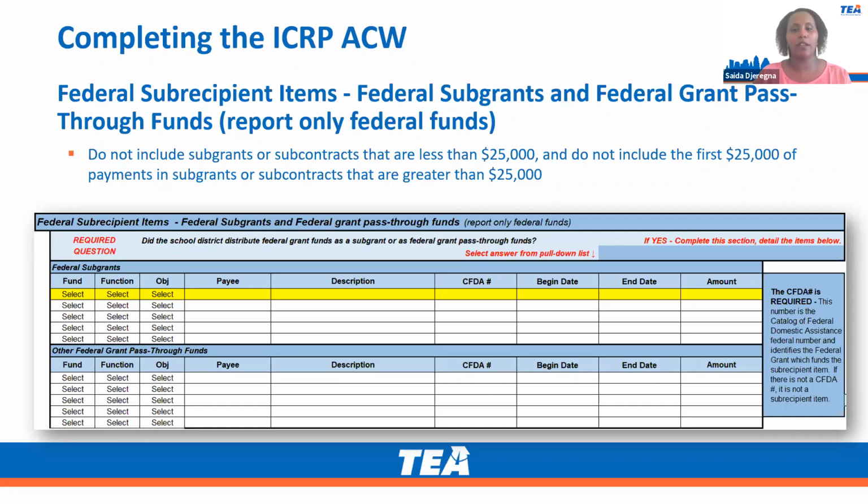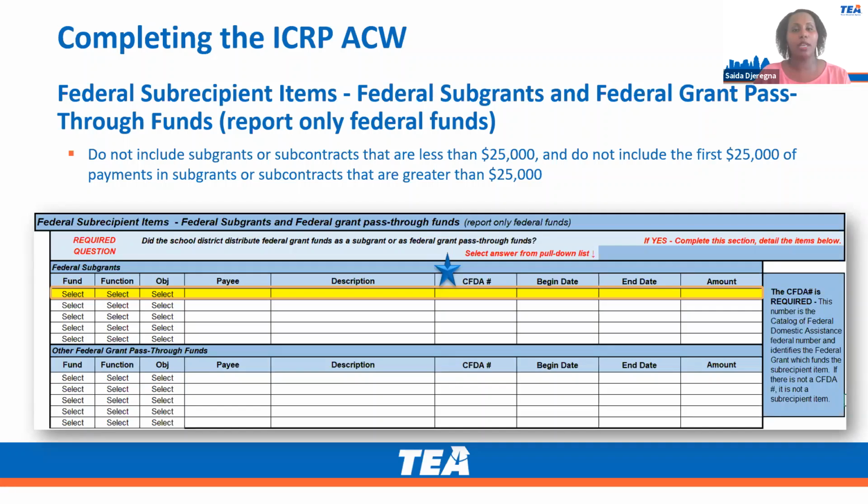So you need to enter all federal subgrants and or other federal grant pass-through funds by selecting the fund, function, and object codes under which the payment was made, and then enter the payee name, description of the subrecipient item, the CFDA number, the beginning and end dates, and finally the amount. Here again, it is important to include the CFDA number, as the number confirms that the payment was made with federal funds. If there is no CFDA number, then the payment was not likely made from federal funds and should not be reported here.